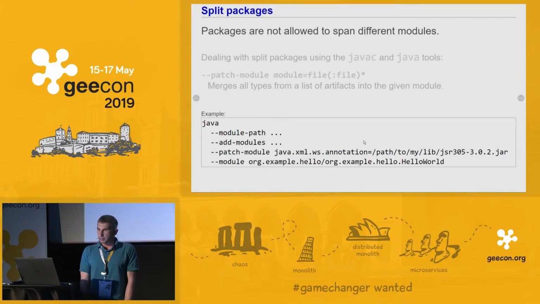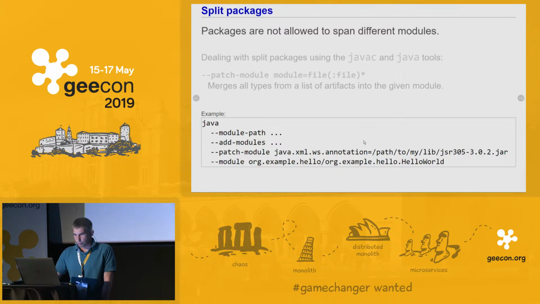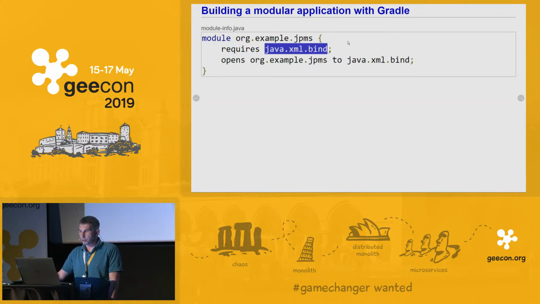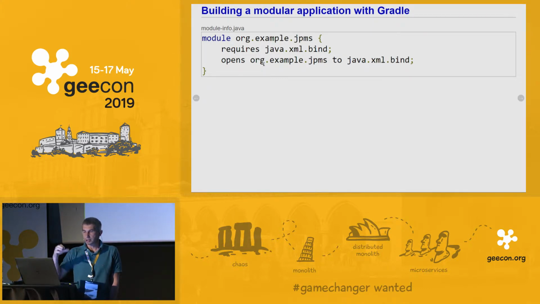Okay, now let's get back to our XML printer program and let's modularize it. We need to add a module descriptor to it, and the module descriptor is quite simple. We saw that we need the java.xml.bind module, and we also need to open the package of our application to java.xml.bind, because the code in java.xml.bind uses reflection in order to analyze our classes and create the XML representation.